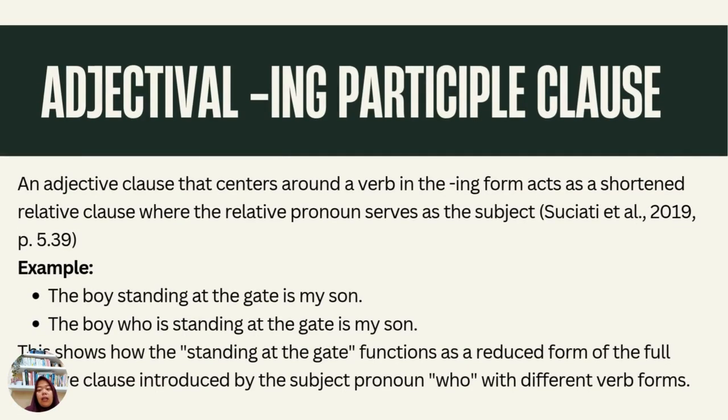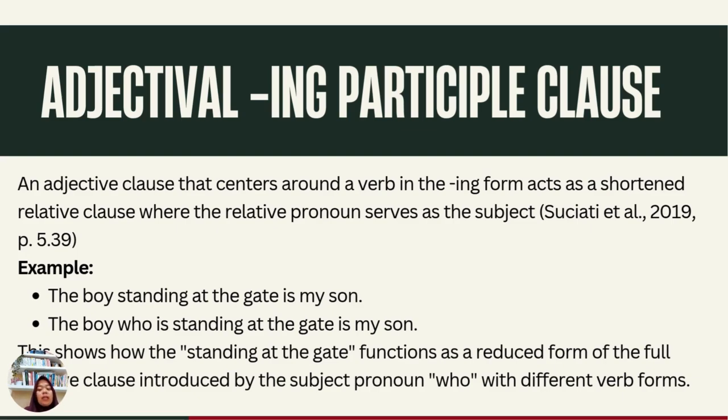And now let's move to non-finite adjective clauses. These clauses don't use a relative pronoun like who or which, and instead use different verb forms to describe a noun. The first type is the adjectival ing participle clause. According to Suchiati, this is an adjective clause where the verb ends in ing. It is used when the relative pronoun in a full clause would be the subject.